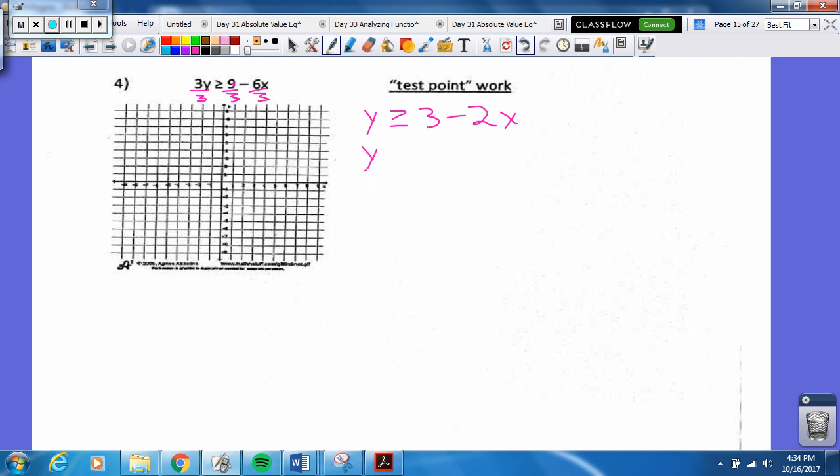Alright, so I'm going to rewrite this. So this is the slope right here, negative 2x. And that's a positive 3. So I'm in biz like that. So let's go 1, 2, 3. Boom. Down 2, right 1.